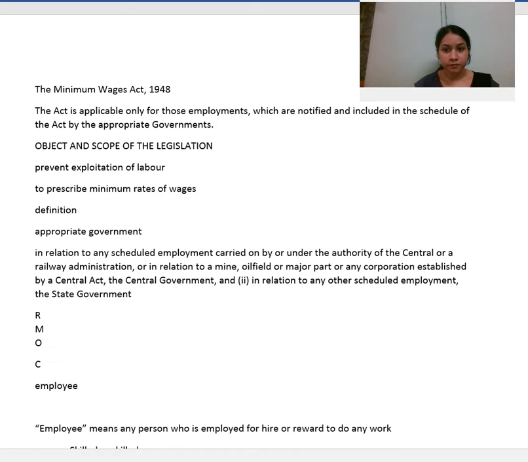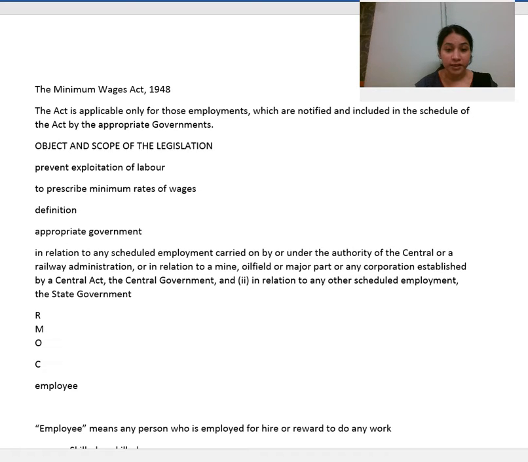Today we are going to start with the Minimum Wages Act 1948. The year of this act is the same as that of the Factories Act. That Act is also of the year 1948. So in both the acts you have to remember one year, that is 1948, and you can relate it by saying that these two acts relate to one year after the year in which we got independence.